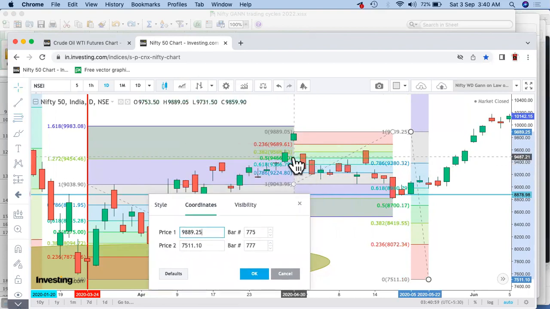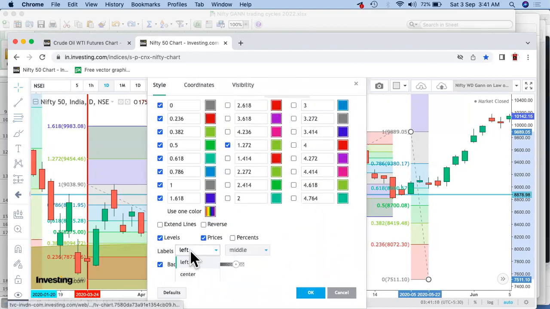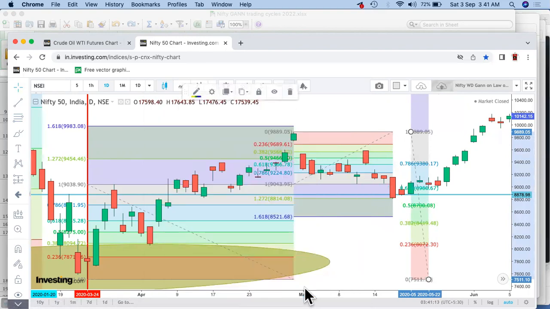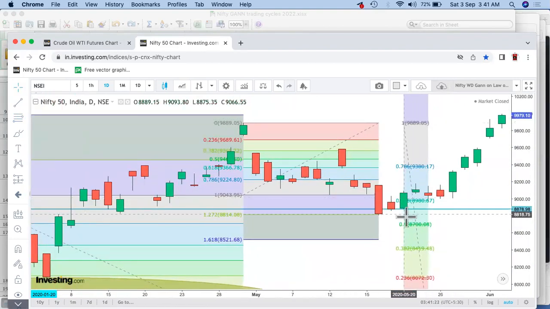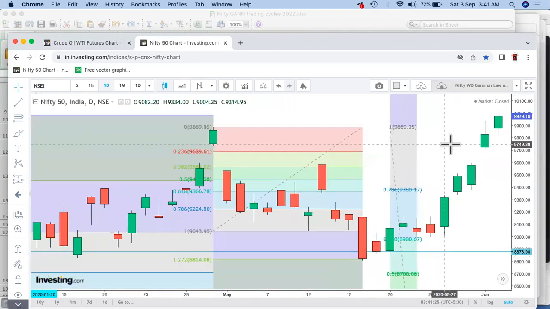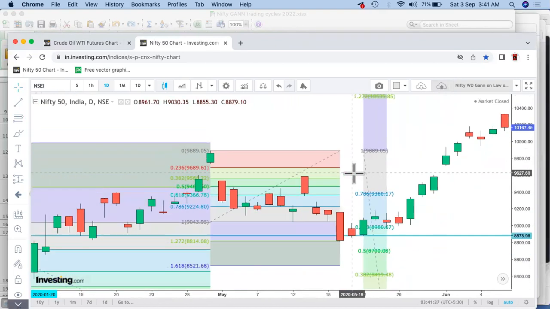So let me check what exactly this high is. 7889.05. Right. So I've taken this exact point. Only thing is I'll try to differentiate this by putting the labels at the center. Right. So now I have the label at the center. By putting this label at the center, what I get is that the price of the reversal is coming somewhere nearer to the 0.5 level. Okay, if I consider this level, it is 8806, and my 0.5 level is 8700.